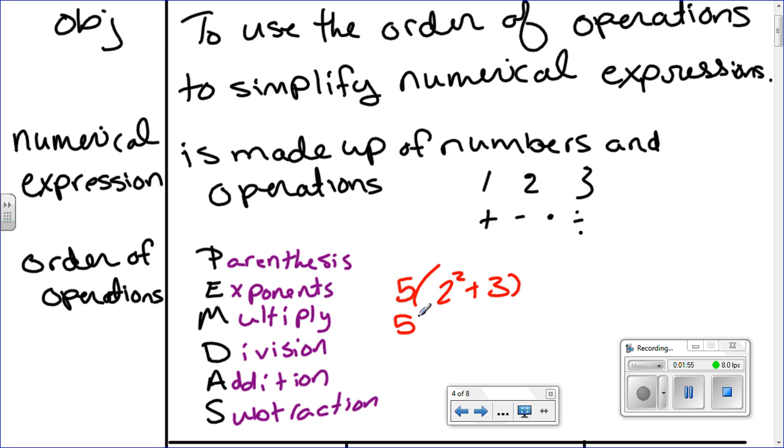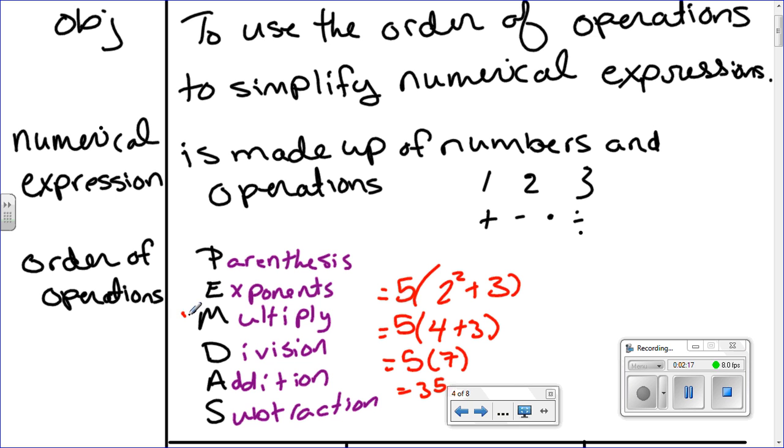I'm going to have 5 parentheses. This will be 2 squared, which is 4, plus 3. Well, I still haven't finished out the parentheses, so I have to finish the parentheses. 4 plus 3 is 7. So now I get 5 times 7, which is 35. I can actually put my equal sign on each one of these. And you just go through that.